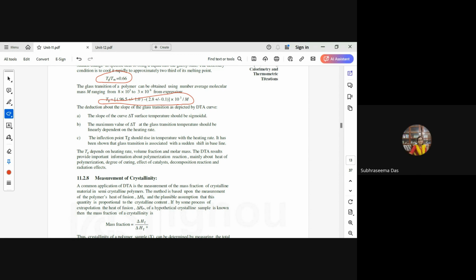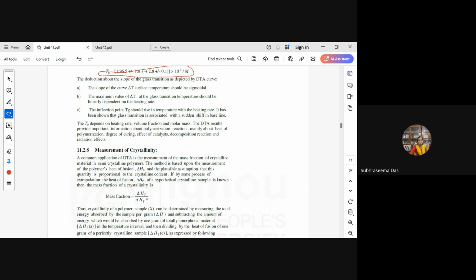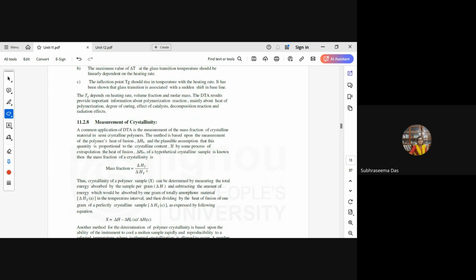The DTA results provide important information about the polymerization reaction, the degree of polymerization, the decomposition reaction, and other reactions that occur during a polymerization process. DTA has been particularly useful for measurement of crystallinity, and it is particularly applicable for polymers. The method is based upon the measurement of delta HF, the heat of fusion of the polymer, on the assumption that this quantity is proportional to its crystalline content.